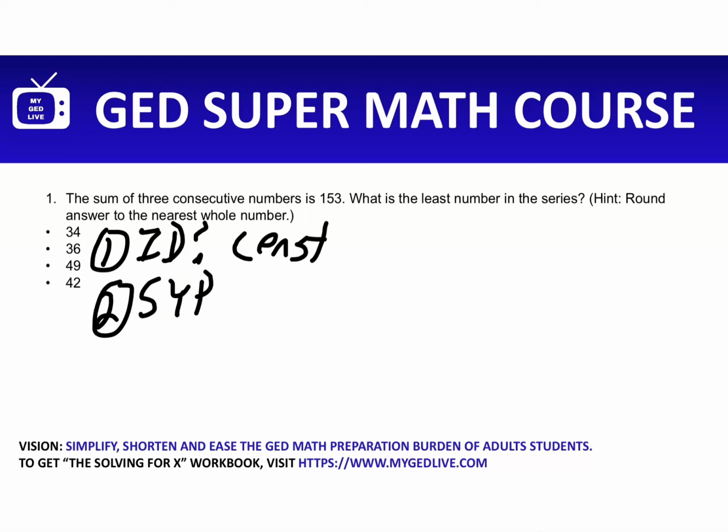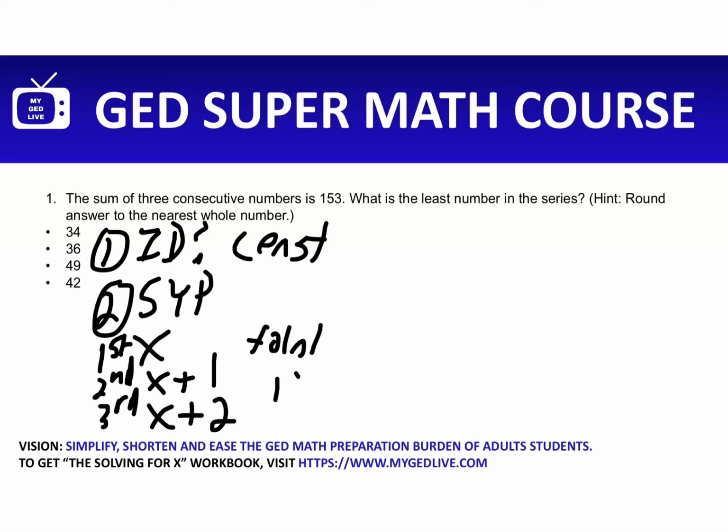So the first number, we don't know what it is, so we just call it x. If it's consecutive, the second number is going to be x plus 1, and the third number is going to be x plus 2. So that's the first number, the second number, and the third number. And we know that totals 153. So now let's set that up as an equation. We take these parts, x plus 1, x plus 2, and set them equal to 153 because we know that's the total. So x plus x plus 1 plus x plus 2 equals 153.